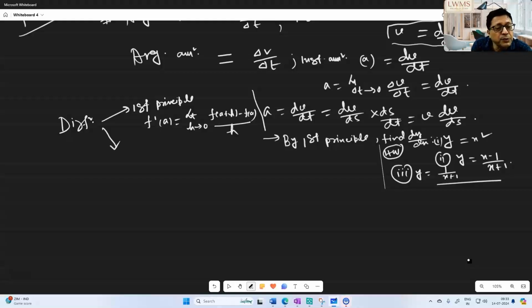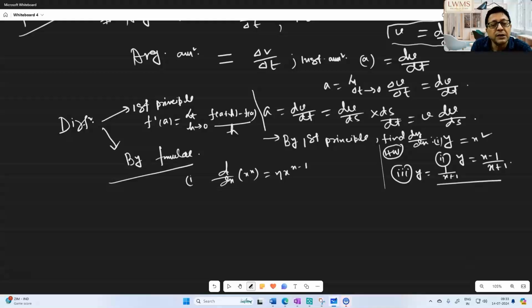Then differentiation by formula. Formula I need not revise here. Those formulas you already know. But mostly we use this formula in motion chapter. d/dx of x to the power n is n x to the power n minus 1. This is n, this is not x. This is index, index is n over there. And derivative of all those sin x, cos x, all these things you know. Sin x derivative is cos x, cos x derivative is minus sin x.